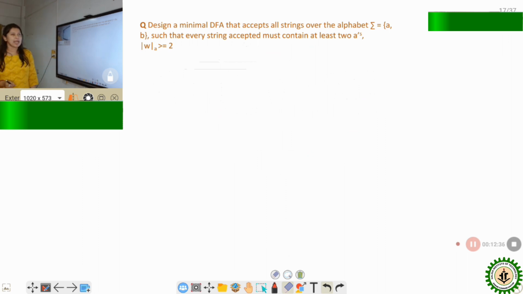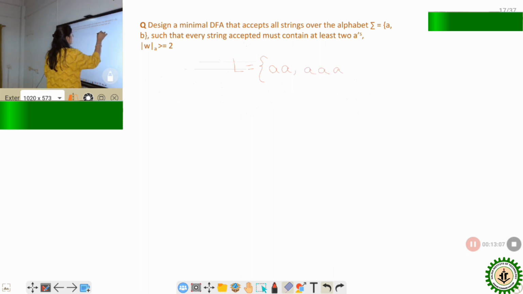At least 2 As. That means we can have a minimum of 2 As. We can have AA, and we can have the number of As greater than 2. Okay, but not less than 2. So the minimum language will be AA, and AAA will also be accepted. So the minimum will be AA.